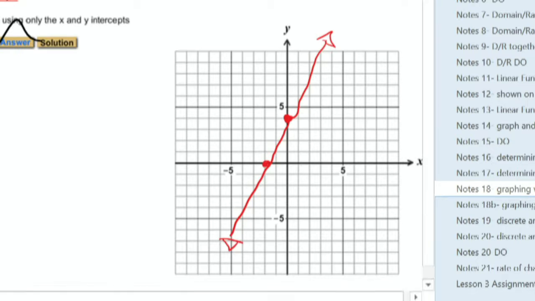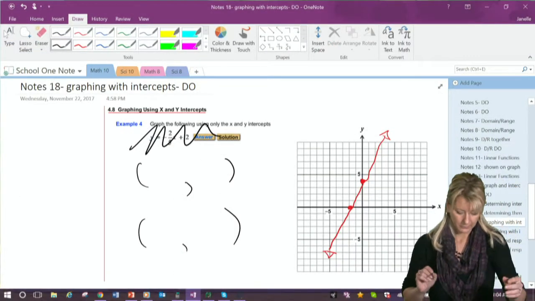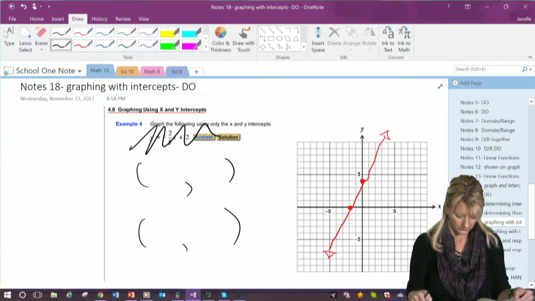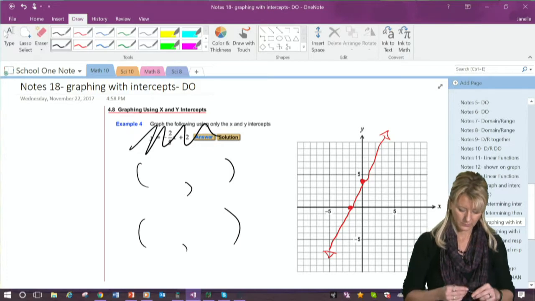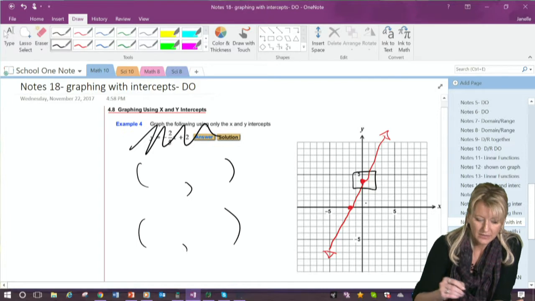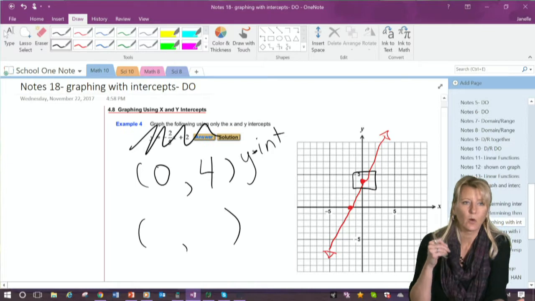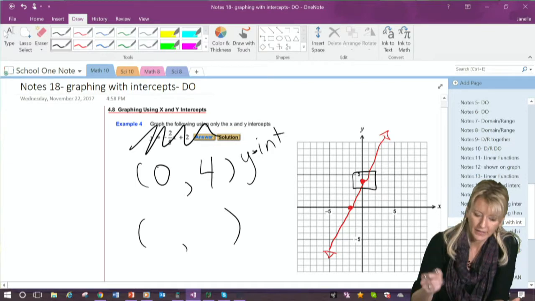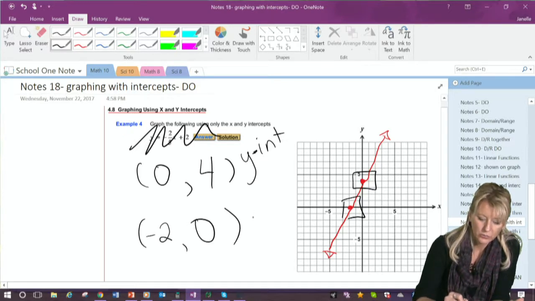Okay, so all you have to do is just tell me what the coordinates are. So this guy right here, x is 0 and the y is 4. That is your y-intercept. You'll see it written a lot like that, y-int, short abbreviation. And then this one, I move to the -2 spot, and it's 0, and this will be your x-int.